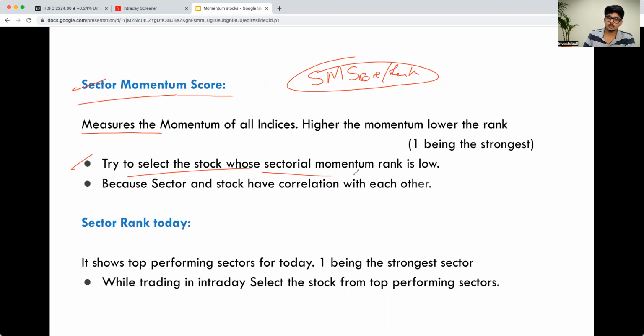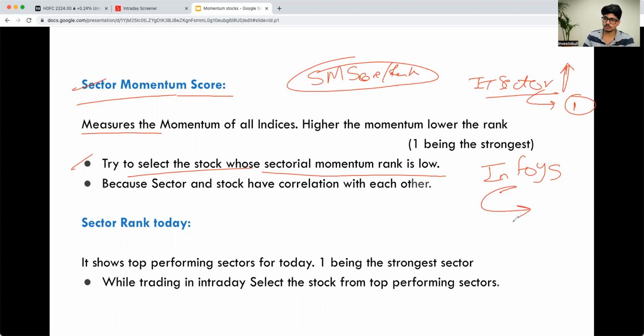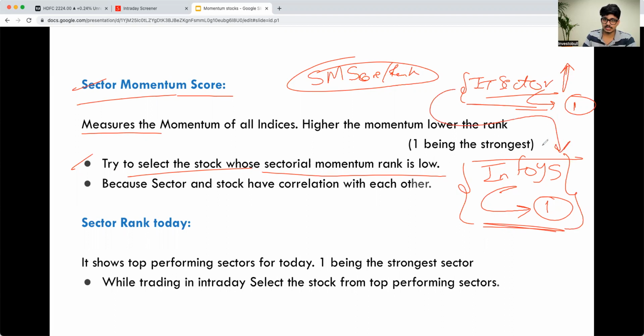So try to select the stocks where the sectoral momentum rank is low. Suppose, just for an example, the IT sector is going up continuously, and the sector rank of this IT sector is first. We'll take an example of Infosys. Suppose Infosys also has a rank of 1 among the IT sector stocks. So we would try to go long in these kind of stocks where the stock is getting strong support from the sector. That is what we need to look at.